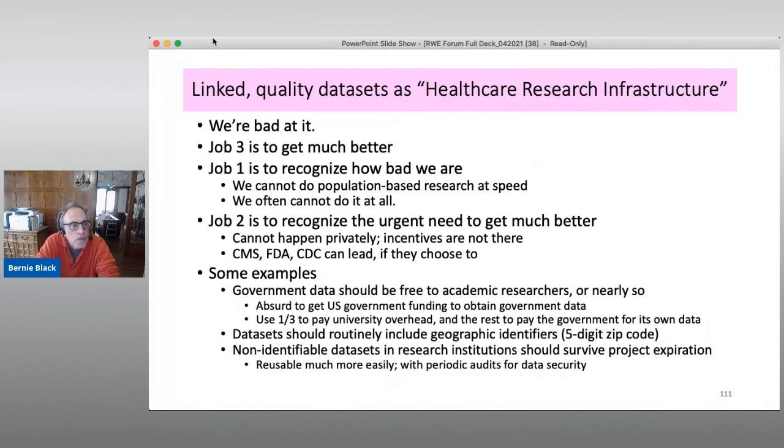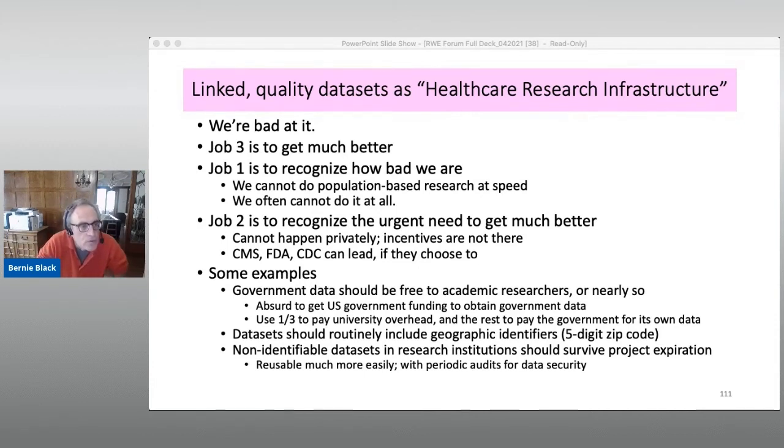So I want to think of linked quality data sets as healthcare research infrastructure that we need to invest in. We're bad at it. The third job is to get much better. The first job is to recognize how bad we are. We cannot do population-based research at speed, and we often can't do it at all. And then job two is to recognize that we need to get better, that it's really urgent for better quality data, and we're not going to get there with private incentives. The incentives are just not there. So CMS, FDA, CDC can lead if they choose to, but they're going to need to.